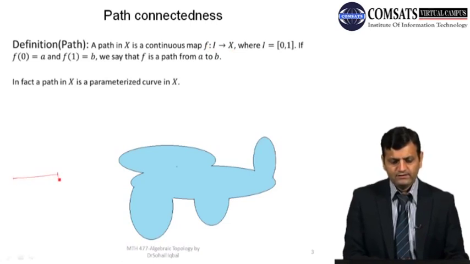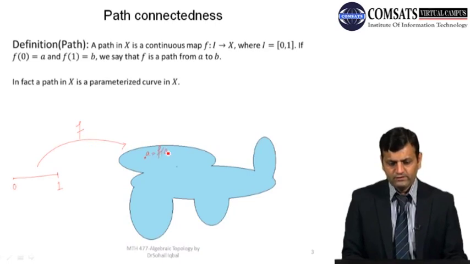So basically, let's say this is a closed interval 0 to 1. Then a path is a continuous map from this closed interval 0 to 1 to X. And let's say this is the point A, which is equal to f of 0, and this is the point B, which is equal to f of 1. Then f is a path from A to B. Now the continuity of f suggests that this path has to be continuous. There are no breaks, and so it is just a continuous path from A to B.